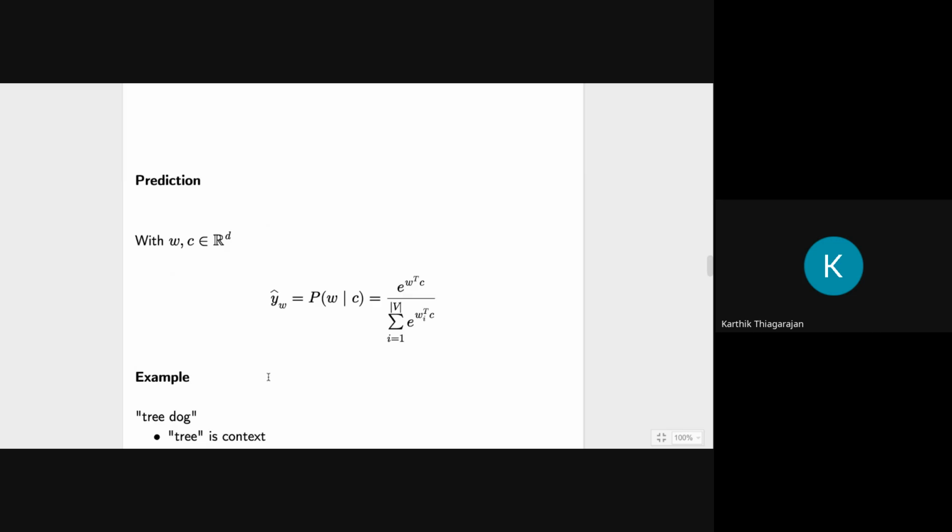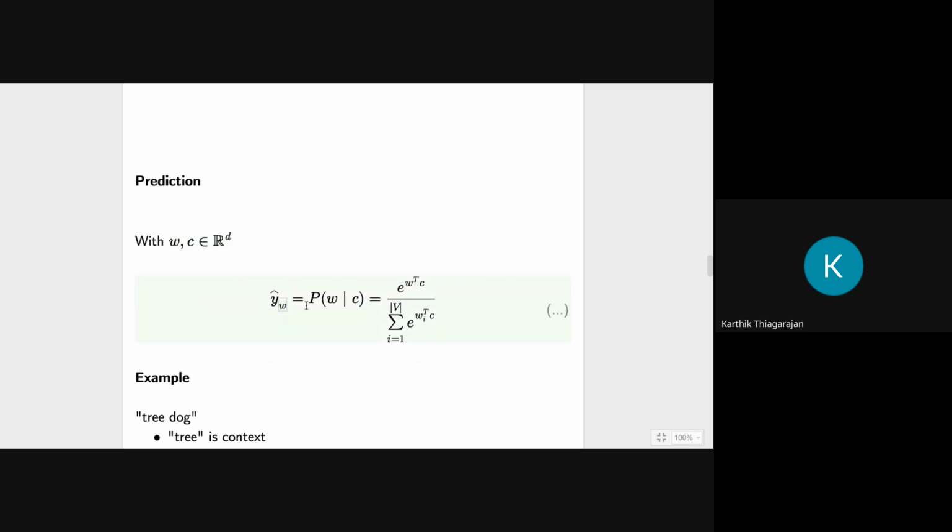So what is the model? The model is actually very simple. If you pass two vectors, one a target word vector and another a context word vector, you just take the dot product to measure similarity. But since you are interested in prediction, you need a probability distribution over the entire vocabulary. So therefore you take softmax. The model is as simple as this.